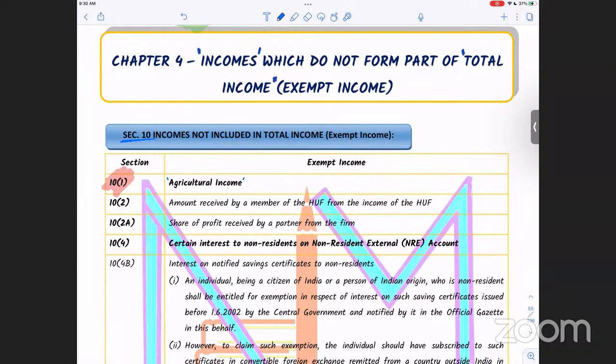Chapter 6A deduction. So it is a deduction. It is to be reduced. And here we are not talking of virtual deduction. We are talking of exemptions.